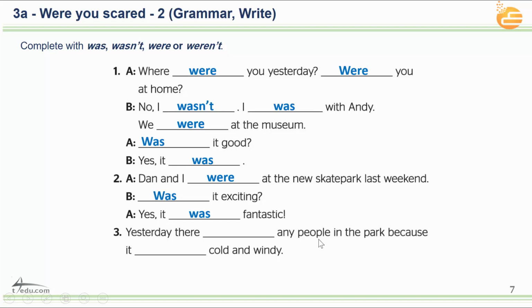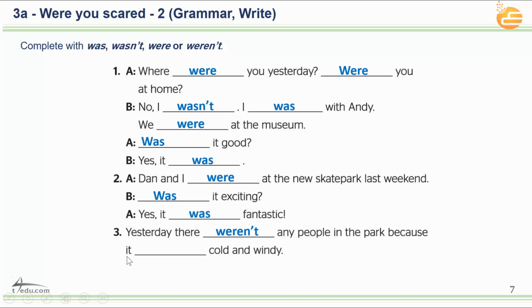Any people. I'm talking about plural, and I said any. I want the negative. Plural and negative. Which one? This one. Weren't, exactly. Yesterday there weren't any people, because people, many people, not only one, in the park because it's cold and windy.